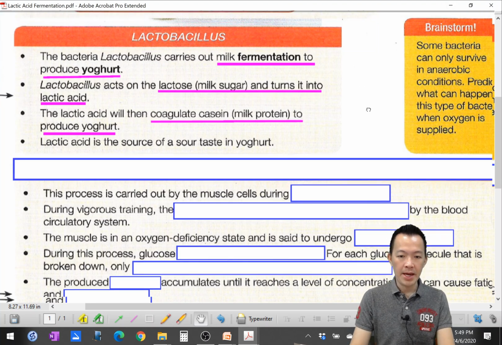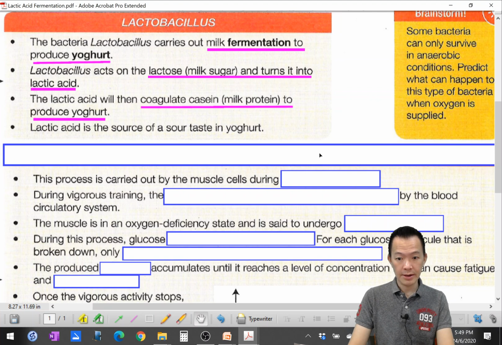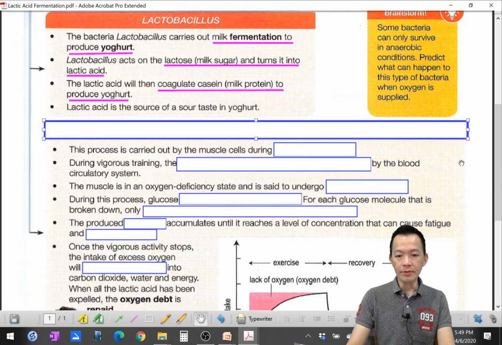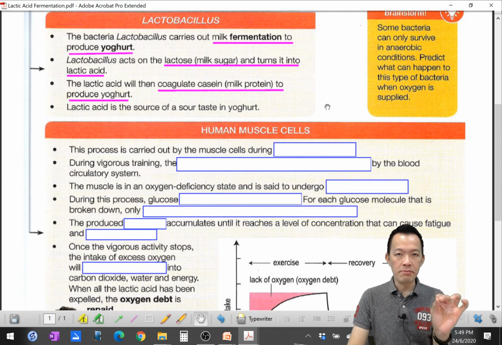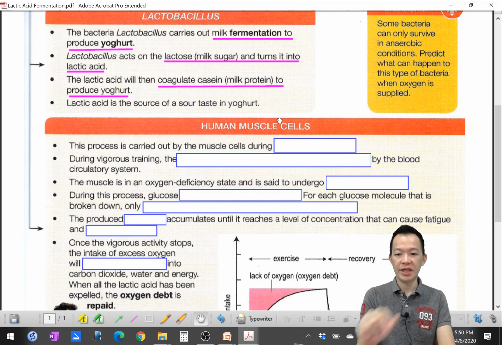Okay, how about another example? 另外一个 example 是什么呢？You copy first. 来，human muscle cells. Lactic acid fermentation that takes place in the human muscle cell. 人类的 muscle 的细胞进行的 lactic acid fermentation.